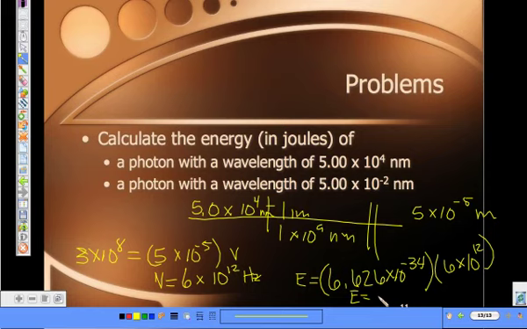What do you get for energy? Anyone? 3.97 times 10 to the what? Joules. 3.97 times 10 to the negative 21 joules. Good.